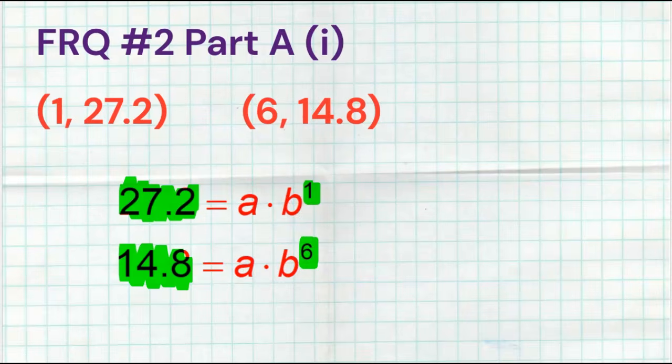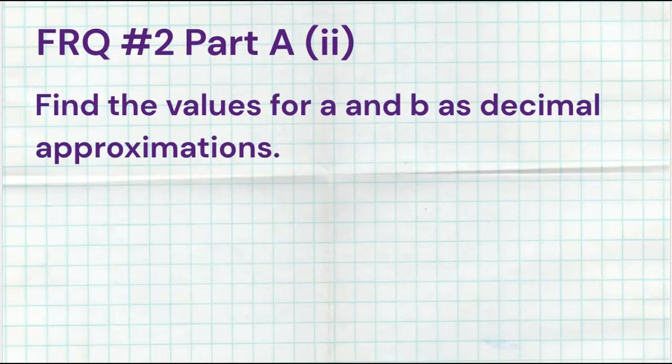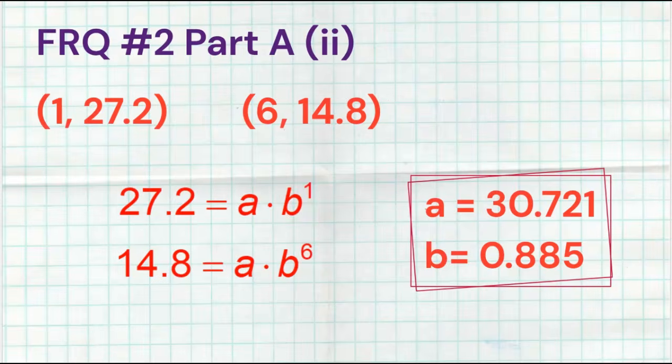All right, now for part 2, we have to actually find the values for A and B as decimal approximations. Now, the best way to do this is to use your calculator, Desmos, NumWorks, or TI-84. Use the regression apps and go ahead and get the answers. So I'm just going to jump to what the answers were. I used Desmos and I got A equals 30.721 and B equals 0.885. And I didn't have to do any work. No work. Let me repeat that. No work needs to be shown here. All you have to have is those 2 values.